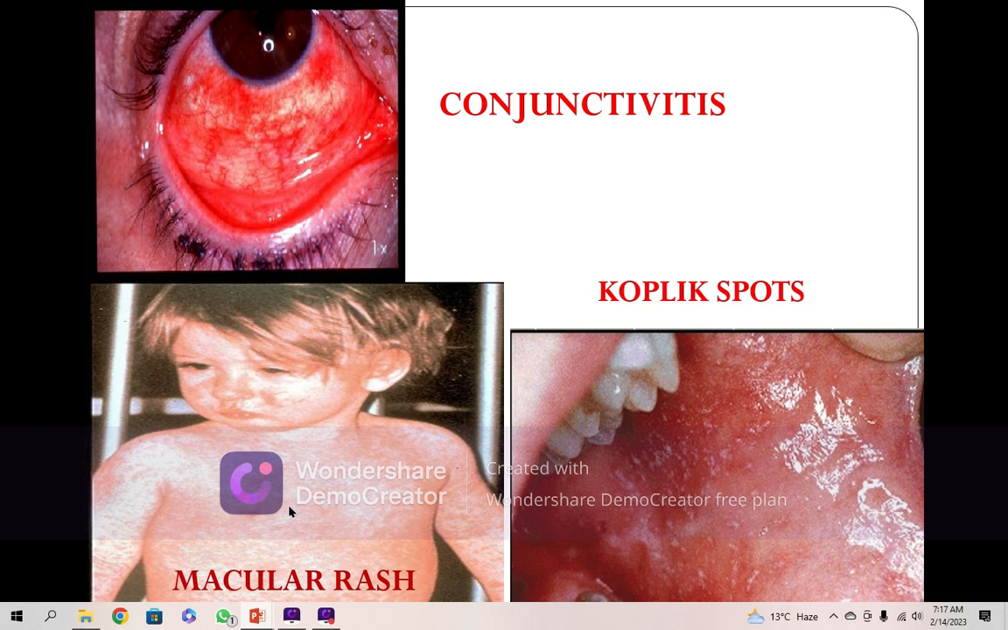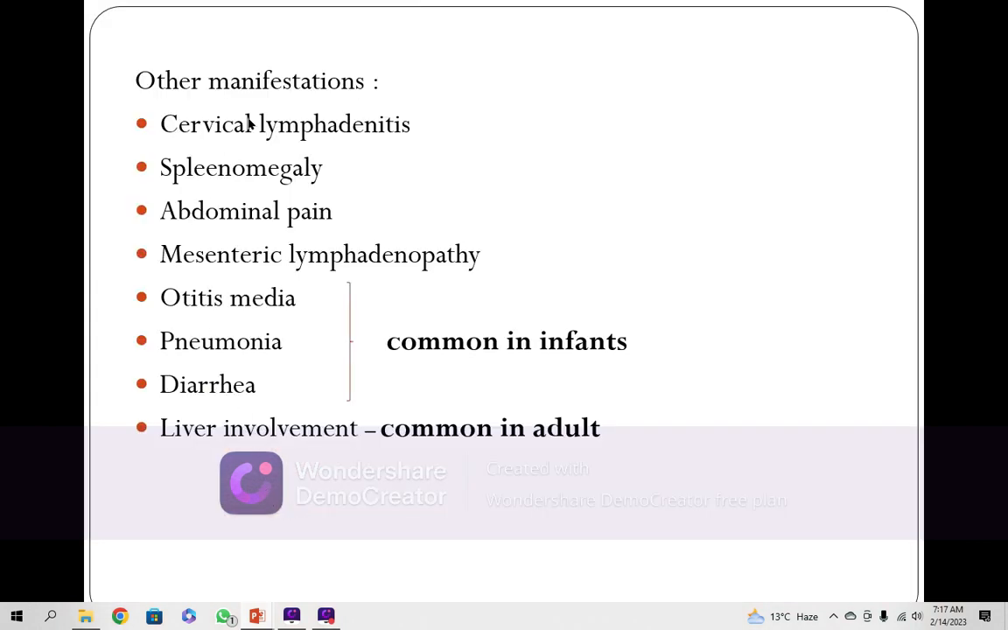Morbilliform type of the macular rash. Other manifestations: cervical lymphadenitis may be there. You can palpate it, it's palpable, tender lymph nodes. Splenomegaly may be there. It is a viremia, and it causes the splenomegaly, abdominal pain associated with it.